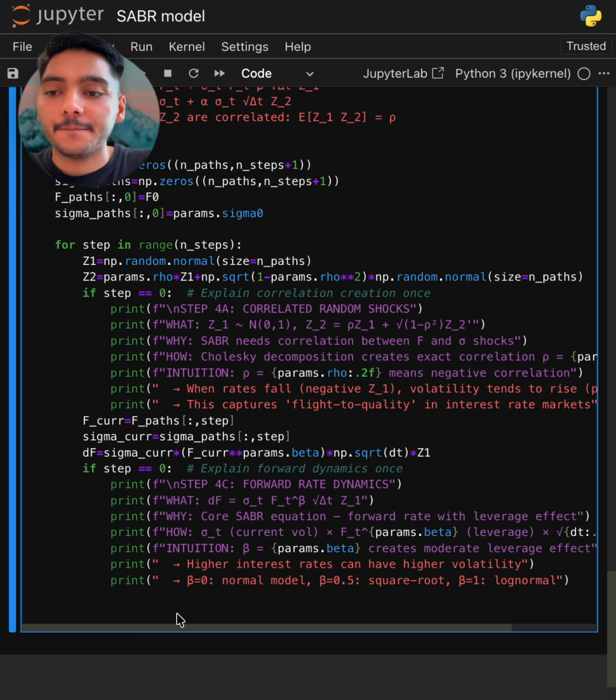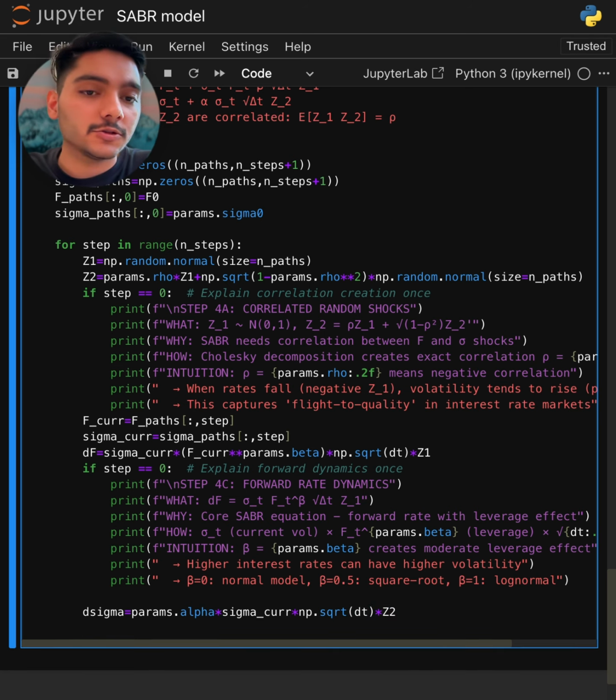So it will be like d sigma is equal to sigma_current times alpha times np.sqrt(dt) times z2. Let me also print this.